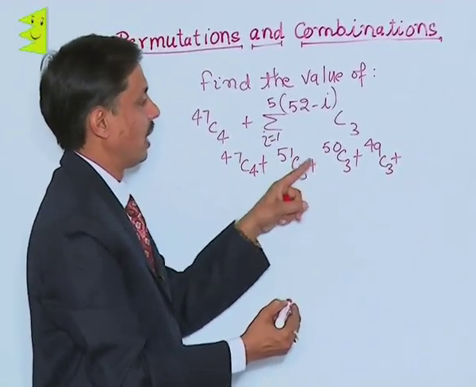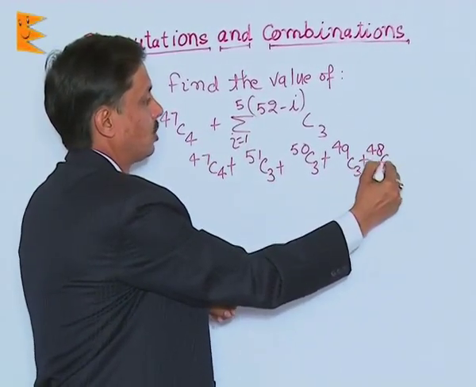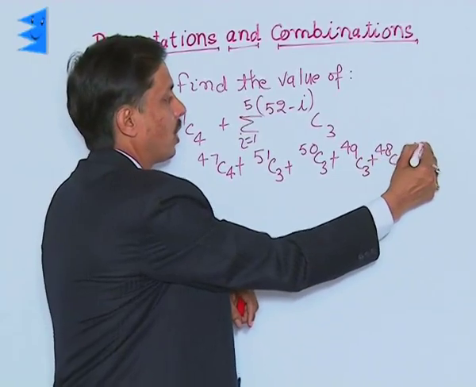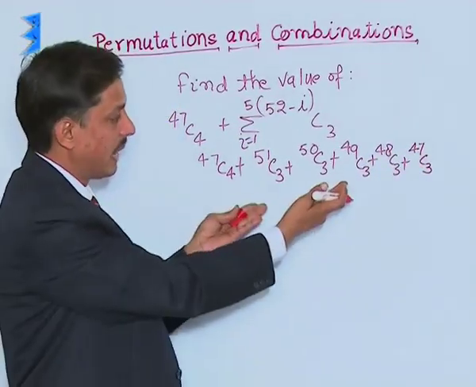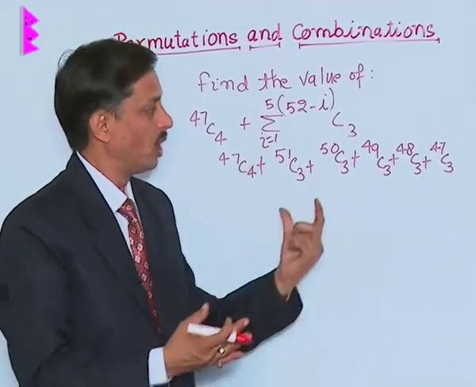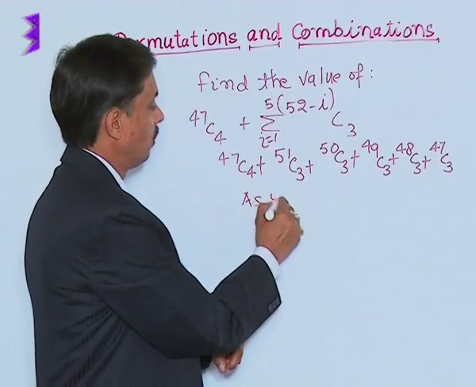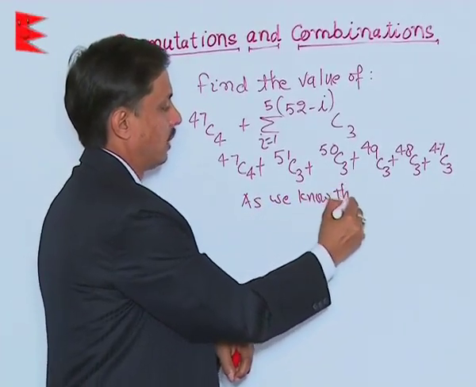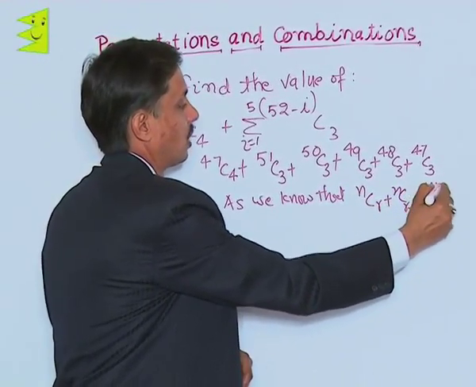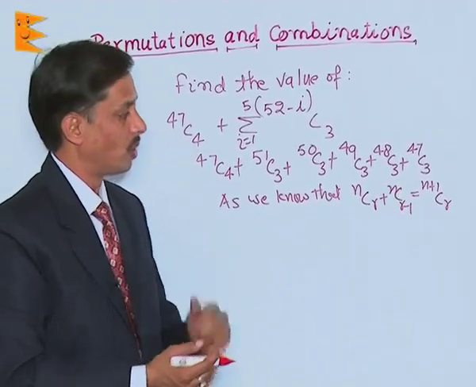Now I have taken 1, 2, and 3. Then if I take 4, it will be 48C3. And the last, the value of i is 5, so it will be 47C3. This is the expansion of this part. Now I will use a few properties to give the compact answer of the problem. As we know, nCr plus nC(r minus 1) is what? (n plus 1)Cr, as explained in the introduction of the combination.